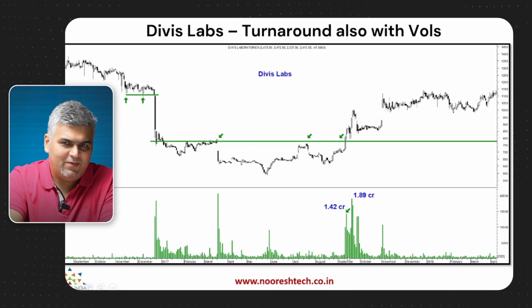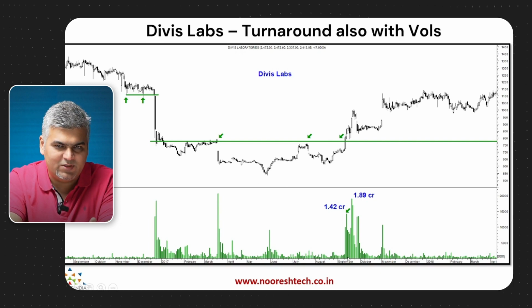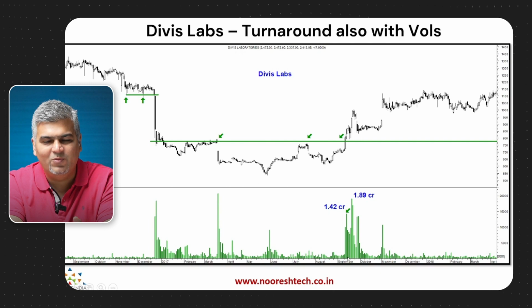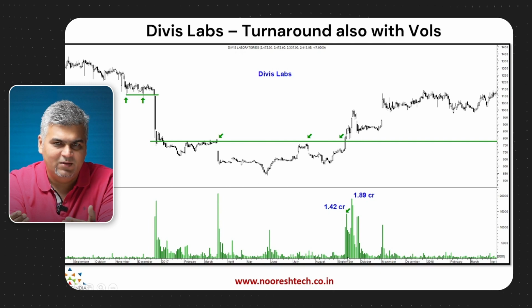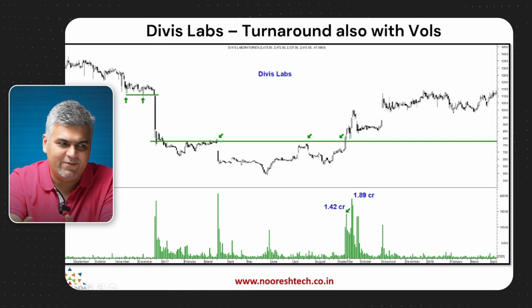Now the problem is it is still a good company, it still has a strong track record, but this one year was terribly bad for the company, a 50% drawdown. Now the best part is a similar volume structure and a price breakout is seen when it reversed also. Many of the pharma companies did not reverse after this 2015 action of FDA on many companies. One of the first ones to do so was Divi's Lab.